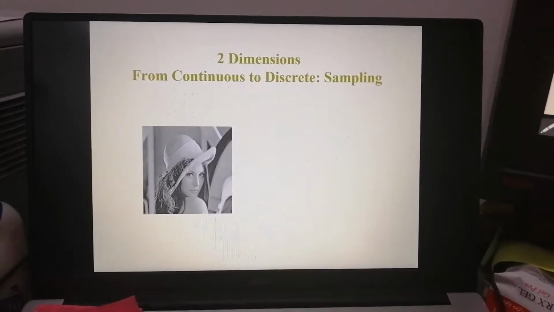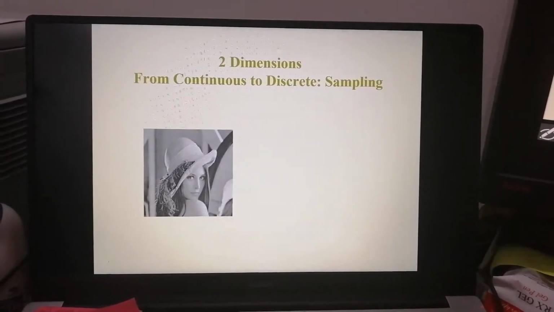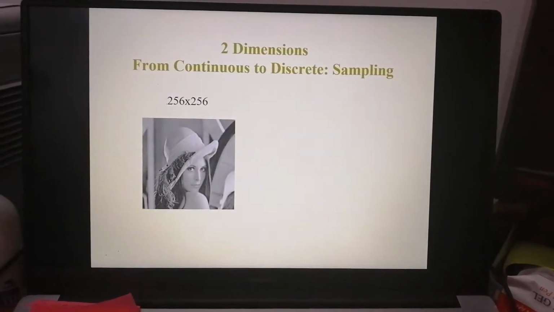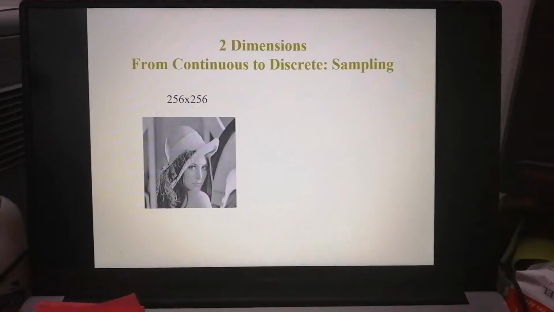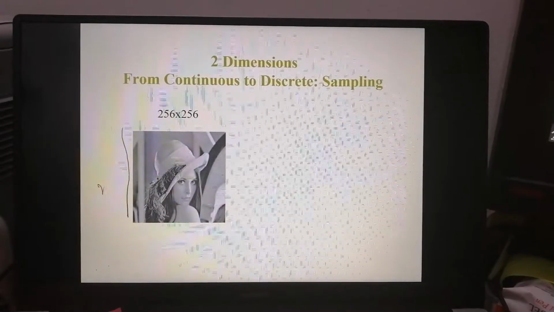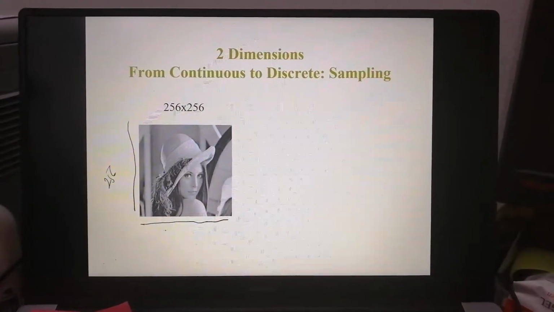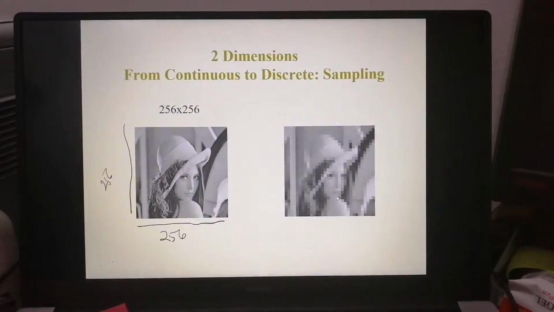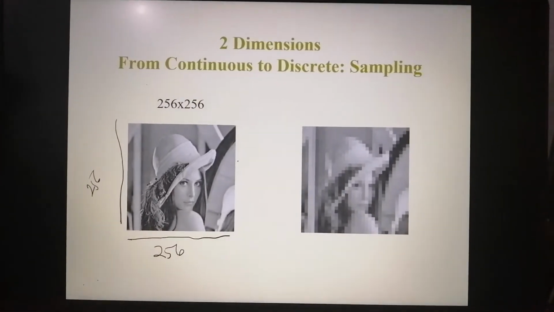Okay, so we take an image of the size 256 by 256, okay, maknanya 256 rows dia 256. So the row is 256 and the columns also is 256. Right, so bila kita buat sampling, remember sampling happens at the x-axis, so at n.